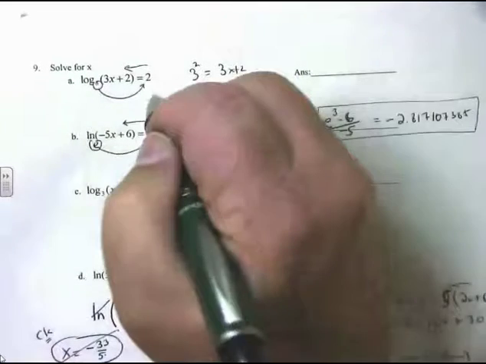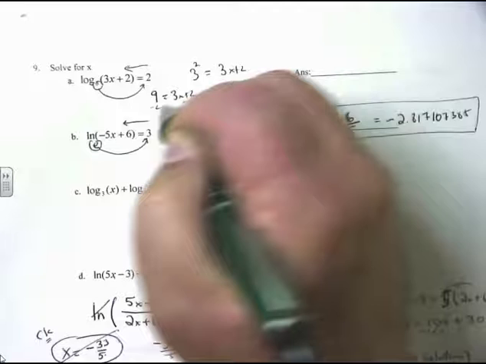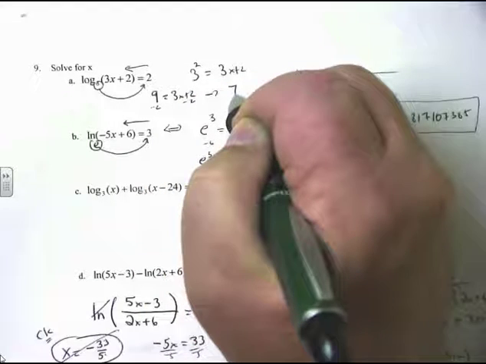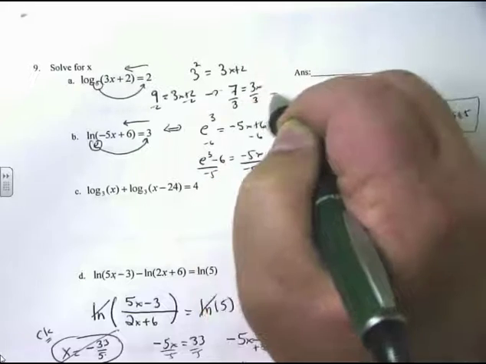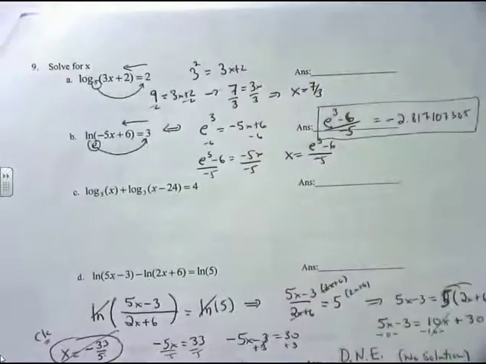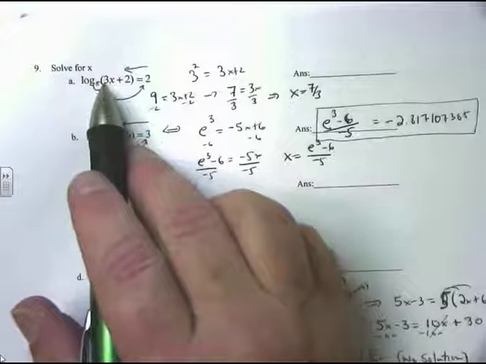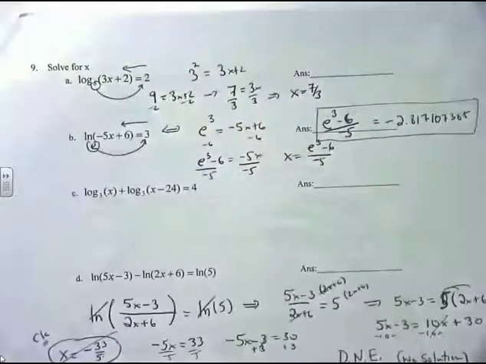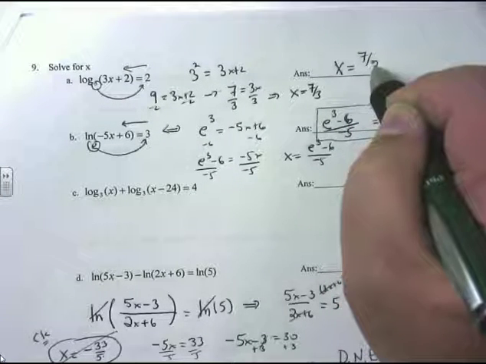So this is pretty straightforward. 9 is equal to 3x plus 2. Subtract 2 from both sides, and that gives me 7 equals 3x. Divide by 3 on both sides, and that gives me x equals 7/3. Then don't forget, when it comes to logarithms, you've got to check your answer. When I plug 7/3 in here, 7/3 times 3 is 7, plus 2 is 9. That's nice and positive, so this is the answer. x is equal to 7/3.